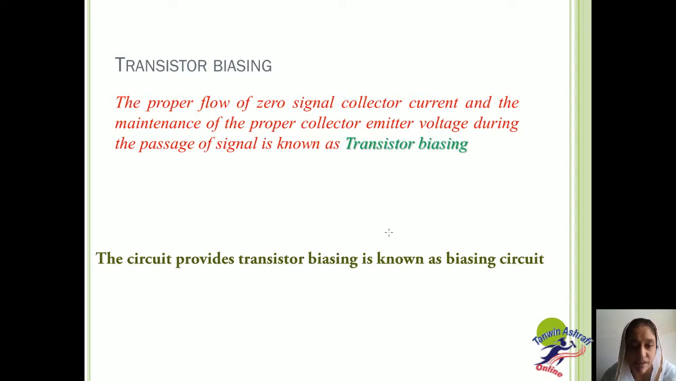Transistor biasing. The proper flow of zero signal collector current and maintenance of the proper collector emitter voltage during the passage of the signal is known as transistor biasing. The basic purpose of transistor biasing is to keep the base emitter junction properly forward biased and the collector base junction properly reverse biased during the application of the signal. This can be achieved by adding the base battery, as we have seen with the transistor. The circuit which provides the transistor biasing is known as the biasing circuit.